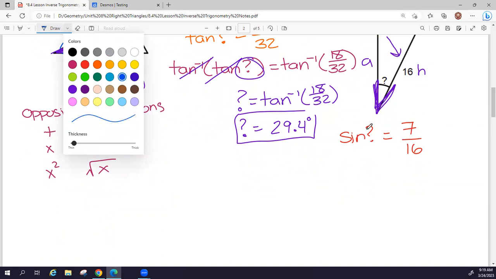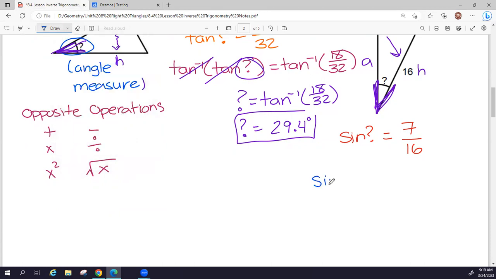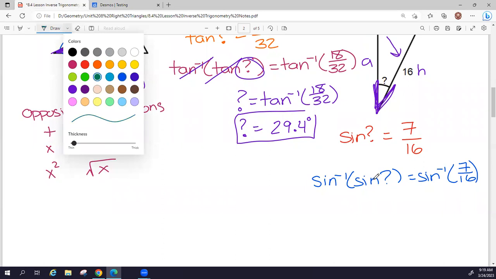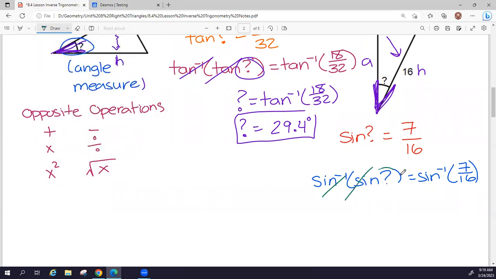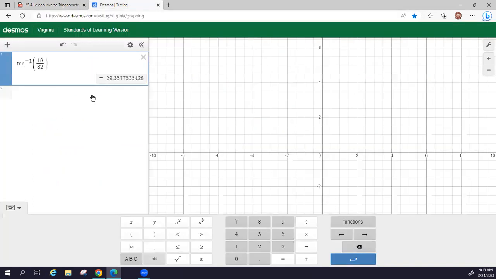We want to cancel out sine so that we have question mark, our angle measure, all by itself. So I'm going to do the sine inverse of both sides. I believe it's important to do all these steps. Sine inverse and sine cancel each other. We have question mark left over. And now we have something we can put into the calculator, sine inverse of 7 over 16.